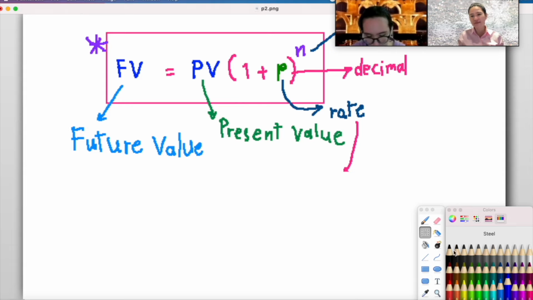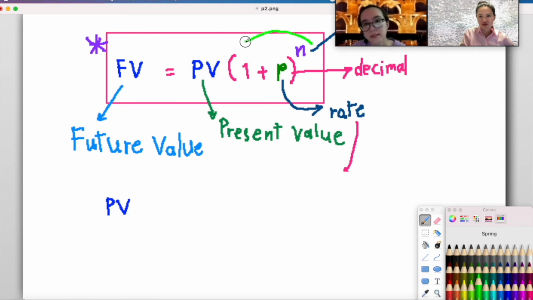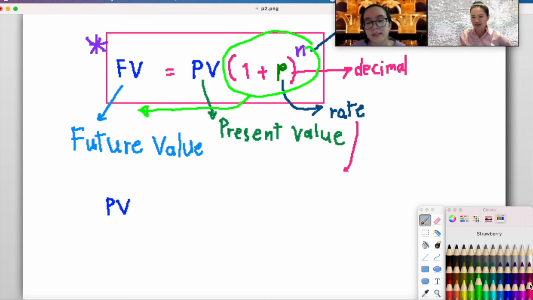Jasmine, you help me, please. If I don't want to find just future value, but I would like to find PV, present value. Can you see something? How can we find PV? We need to move all of this one to another side of the equation. From multiply turn to be divided. Very good. Good job.